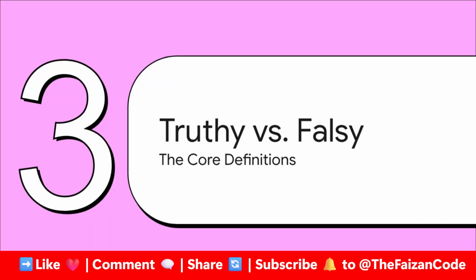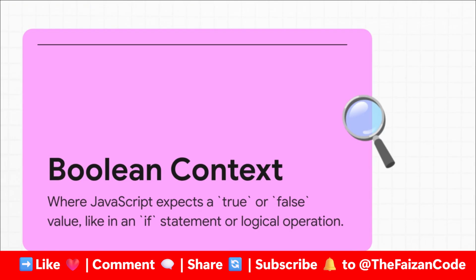Okay, let's break it down. What exactly are we talking about here? I promise it's way simpler than it sounds once you get the main idea. So the first thing we need to wrap our heads around is something called a Boolean context. What is that? It's basically any spot in your code where JavaScript is expecting a simple true or false. The most obvious place you see this is inside the parentheses of an if statement, right? But it also shows up in other places, like with ternary operators or logical and/or operations.